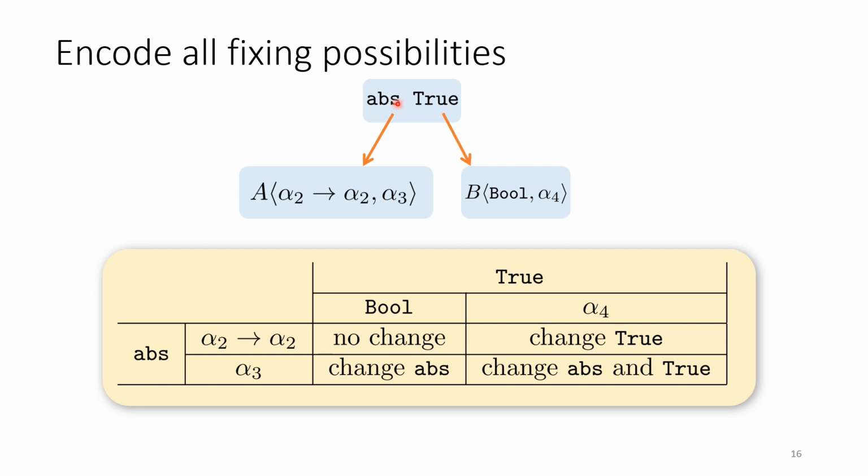If we change abs, but we don't change true, which is that we go to this style, we can see that abs has type alpha3, which means that we can change abs to anything, but the type of true part will be bool. On the other hand, if we look at this style, which means that we change only true but not abs, then abs has type alpha2 to alpha2 as we can read from here. And the type of true is alpha4. So we can see that indeed these two choice types encode all possible fixes.